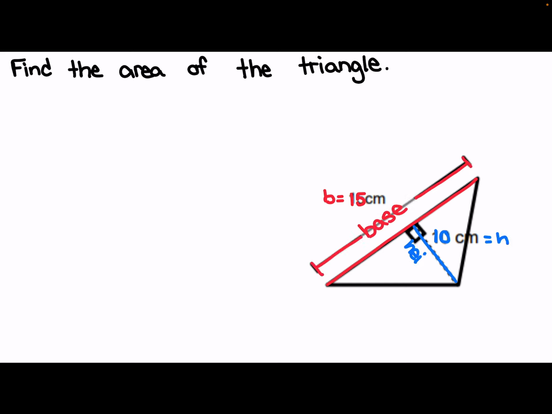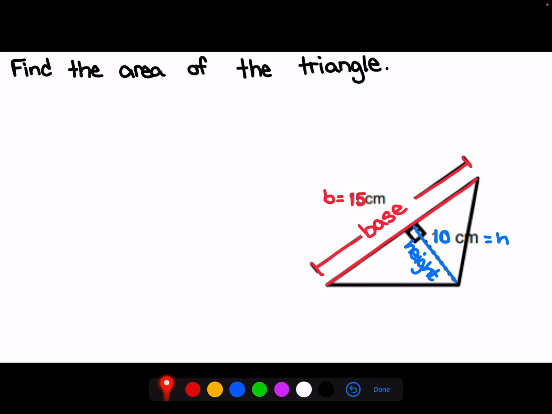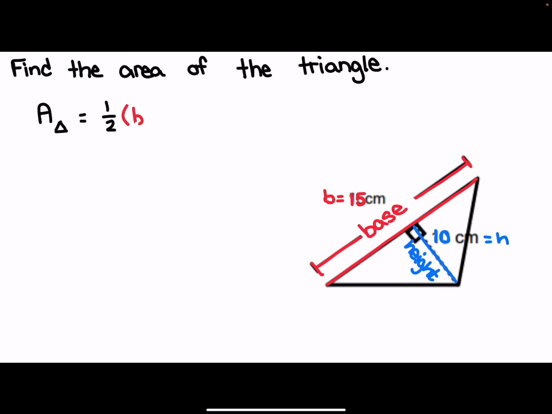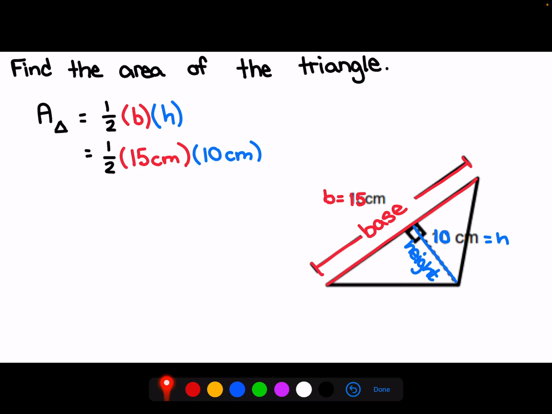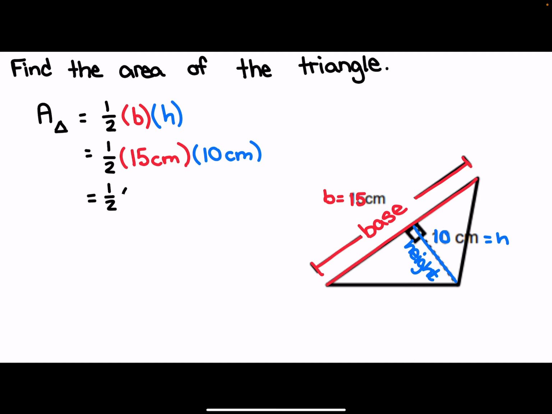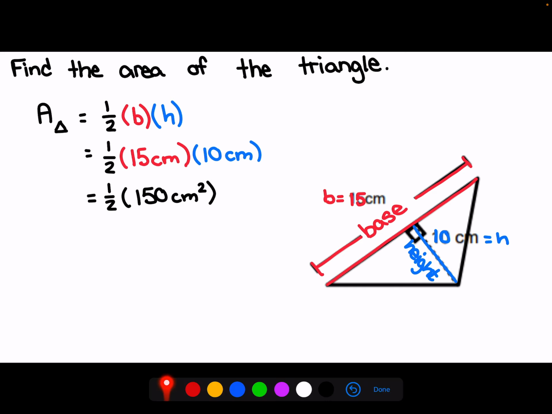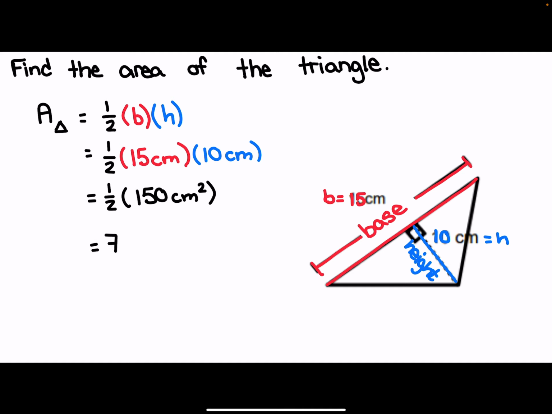From here, we can plug that into our area formula for a triangle. Area of a triangle is equal to 1/2 base 15 centimeters times height 10 centimeters. 15 centimeters times 10 centimeters will leave me with 150 centimeters squared. I'm still multiplying that by 1/2. Half of 150 centimeters squared will leave us with 75 centimeters squared for the area of this triangle.